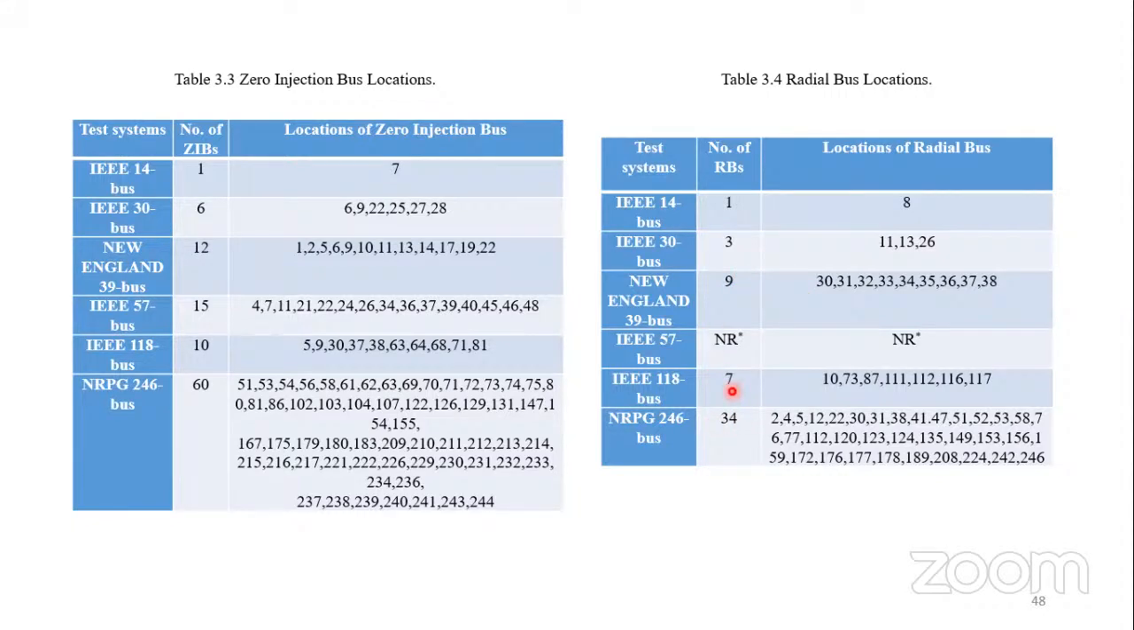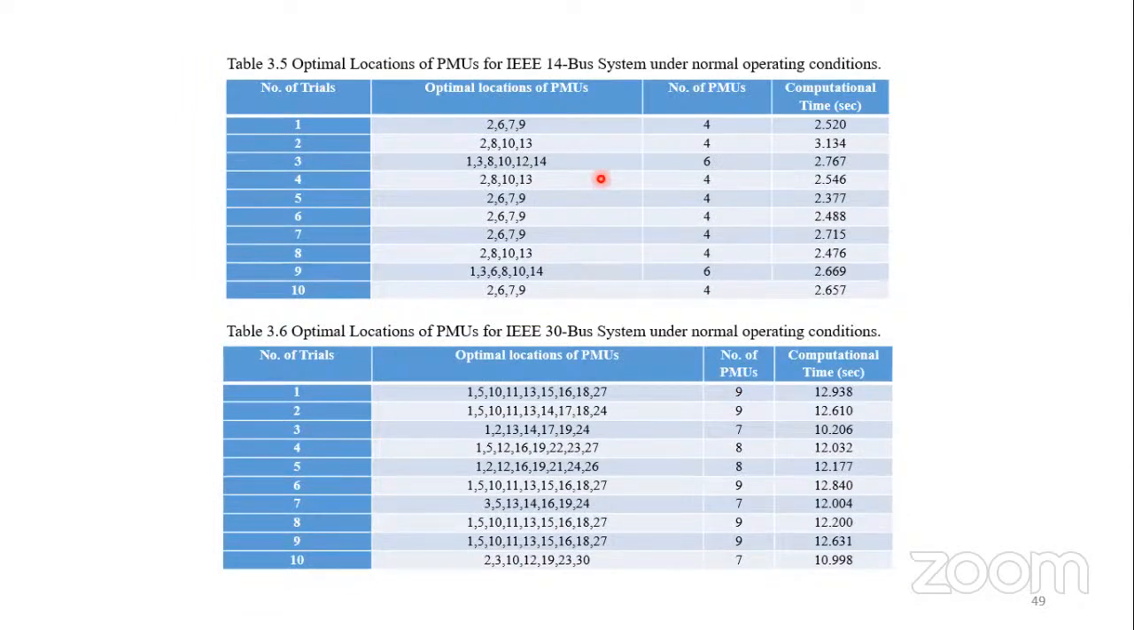This information is given. Now, what are the important locations in normal operations after using the binary particle swarm optimization technique? There are a number of trials, that is 10 trials. What I have found is that 2, 6, 7, 9 is the best solution. Because there are multiple solutions, on the basis of the SORI value we have reached the conclusion that 2, 6, 7, 9 is the optimal location of PMUs for the IEEE 14 bus system. Now for the 30 bus system also, we have gone through a number of solutions, and again we have observed that 1, 5, 10, 11, 13, 15, 16, 18, 27 are the optimal locations.